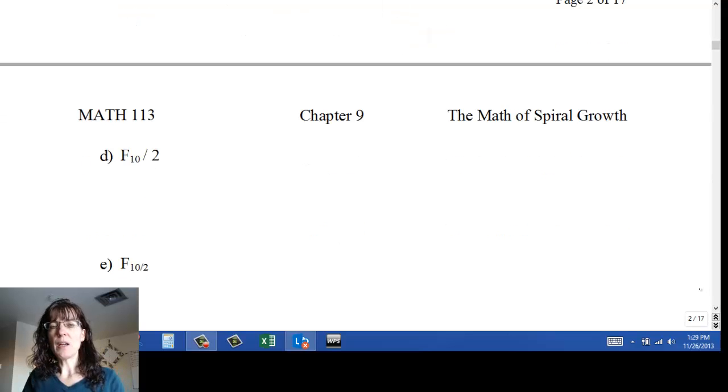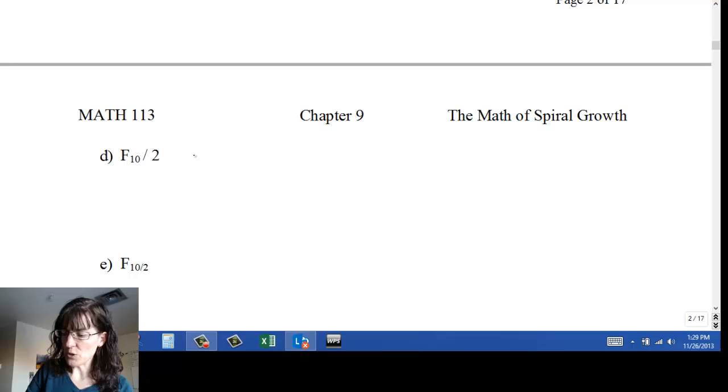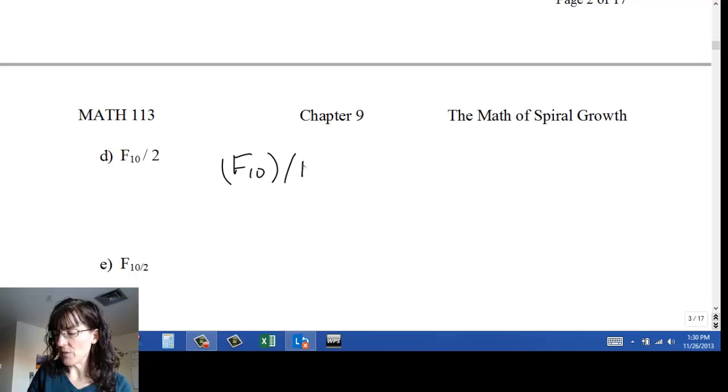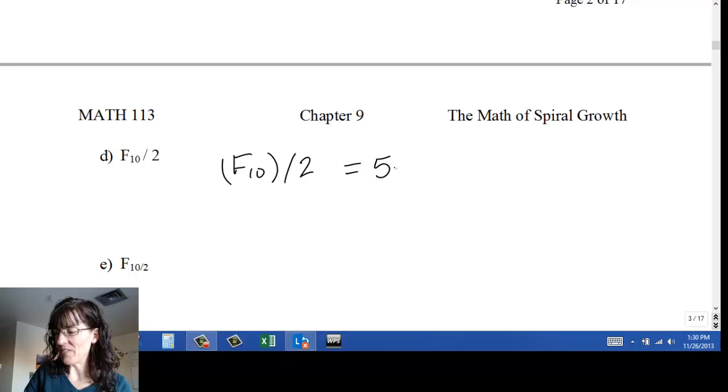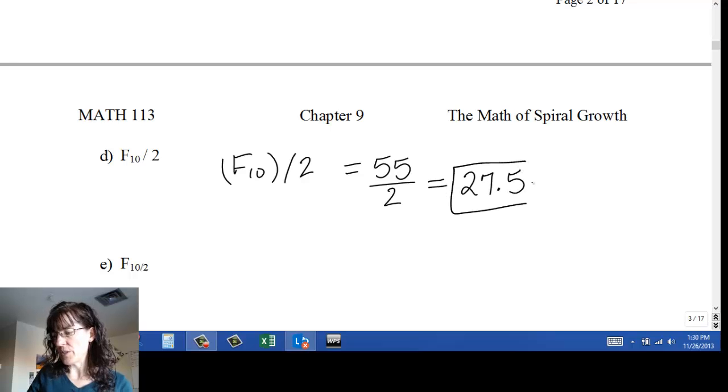Now I have f sub 10 and then divide by 2 because the 2 is big, so we do f sub 10 first and then divide by the 2 that's showing there. So my f sub 10 was the 55. 55 divided by 2, and you could actually divide that by 2 and write your answer as a decimal. That's fine. It'd be 27.5.